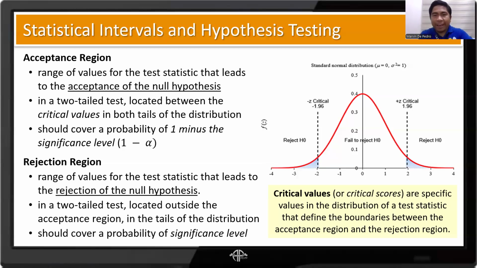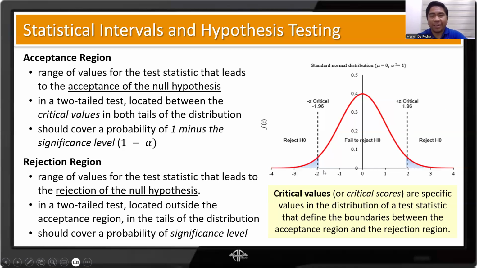I mentioned the terms critical values or critical scores. They are basically synonymous. These are specific values in the distribution of a test statistic that define the boundaries between the acceptance region and the rejection region. So boundaries are the limits.